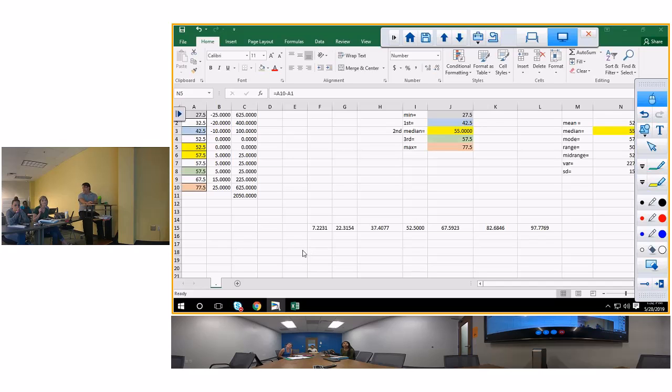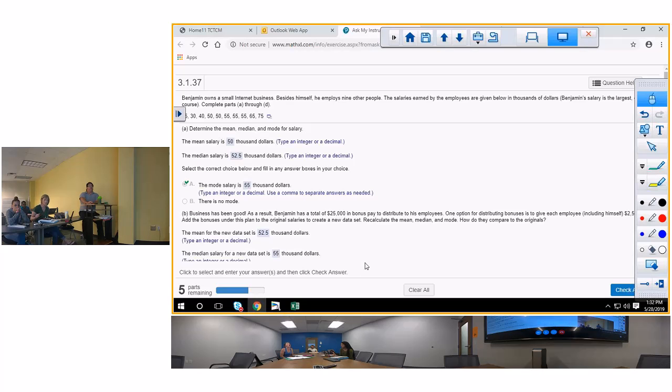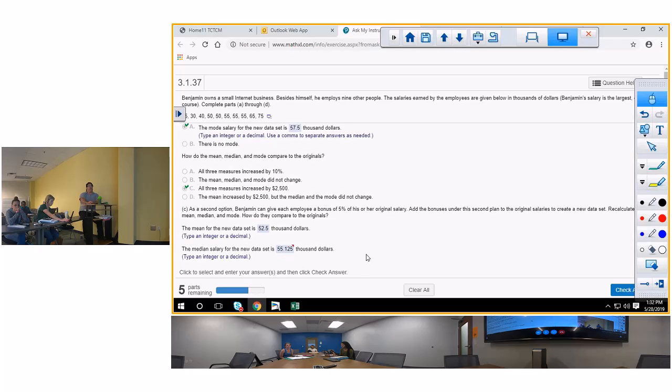Can you turn it back? Can you flip it back to the question? Yeah. Yep, there's 57.5 because the mode changed. That's about the only thing that changed.